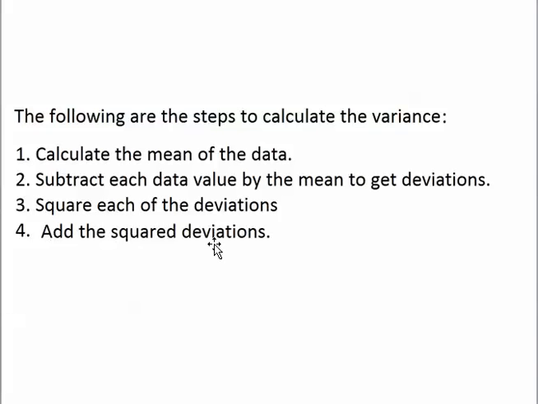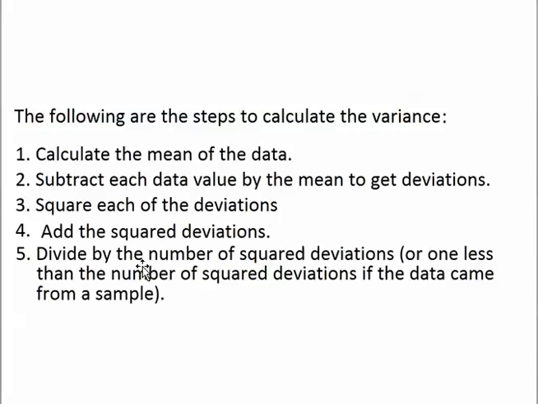Then you add the squared deviations, and then you divide the total by the number of squared deviations. So basically, the variance is just the mean of the squared deviation column. You're just averaging the squared deviations.